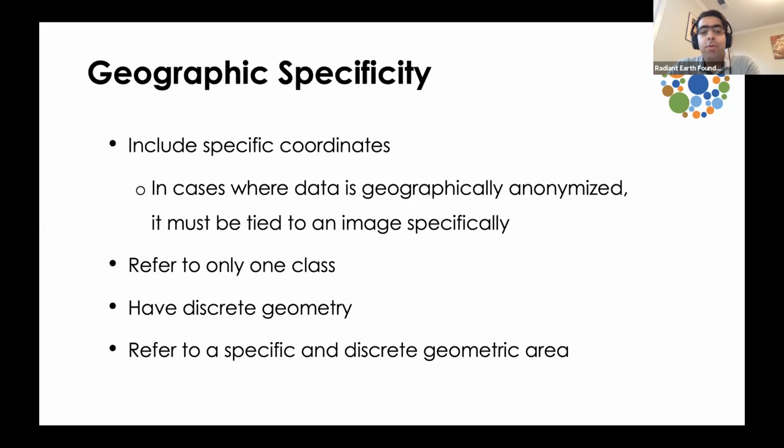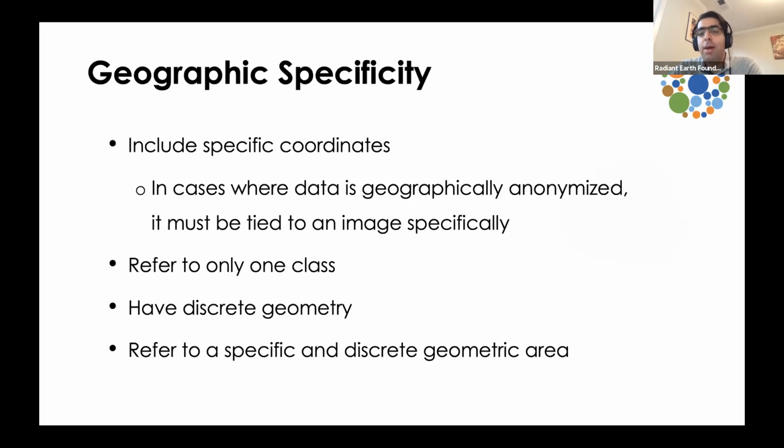The geographic location should refer only to one class, meaning that if there are 2 types of, for example, crops within a larger farm, it is ideal if you can have reference coordinate systems for each of those separately. So for example, if there's maize and wheat in a farm, if you can separate them into individual boundaries and polygons, that would be the best recommended thing. It should be a discrete geometry. Again, the polygon should be very, very specific. And also it should refer to specific and discrete geometric areas so that you can easily identify on the image which pixels would fall within the geometry, which of them would not.